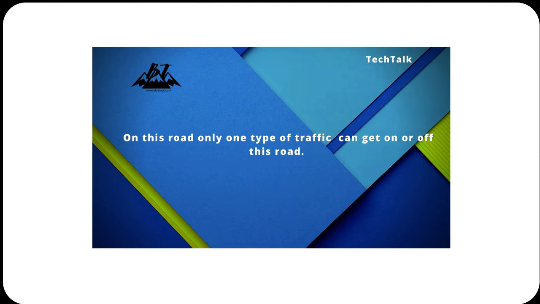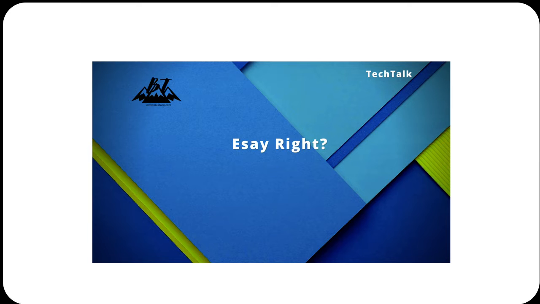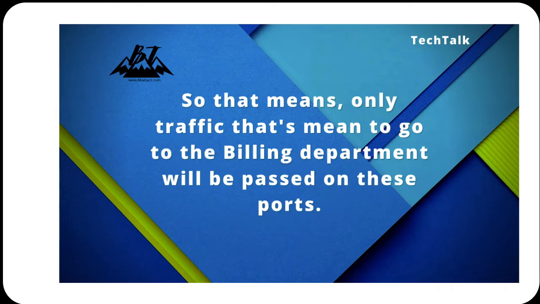On this road, there is only one type of traffic that can go on or off this road. So earlier I said there are no exits or entrances. Well, there actually is. Think about your switch. Your switch is going to have ports on it, which is where you plug your cables in. Those are referred to as ports. That's where you plug your cables in that hook to your end devices. Very easy and simple. That's what's going to be on that VLAN.